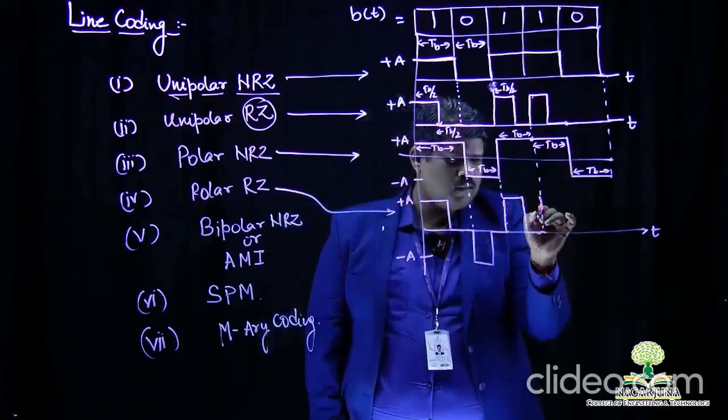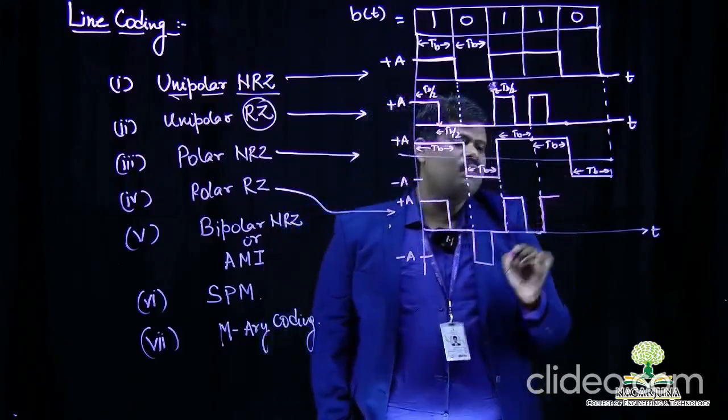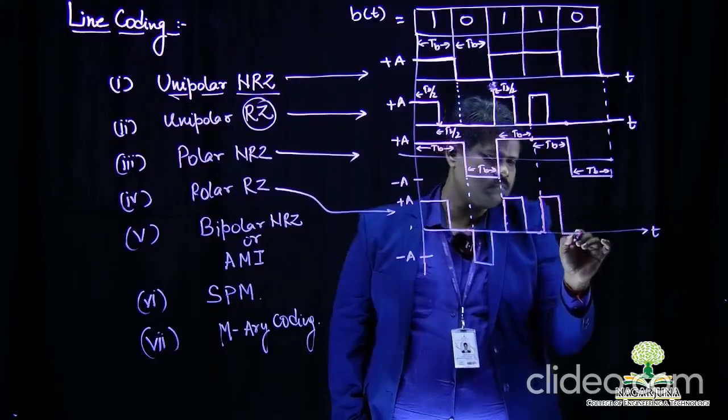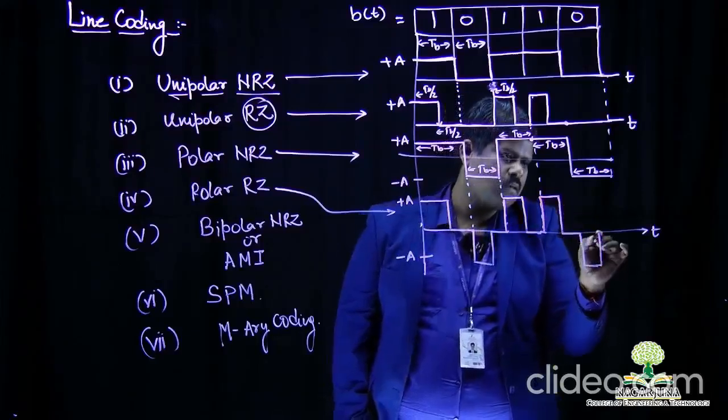Again, we have a high. For half of the bit interval it will be high, then it will return to 0. Like this.